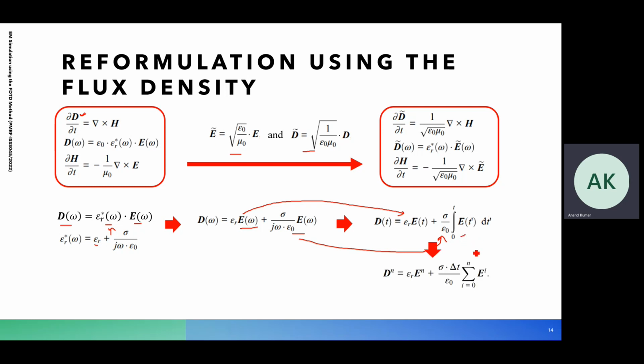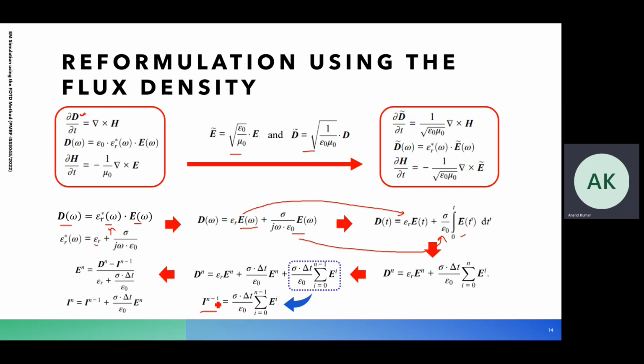And then you break this integration into summation. Then in this summation you take the first term out. The summation for n minus 1 is then expressed in terms of an auxiliary variable I n minus 1. Now this I n can be expressed in terms of I n minus 1 and the present electric field value, and this electric field value can be given in terms of the flux density, the I n minus 1, and the values that are known to us.